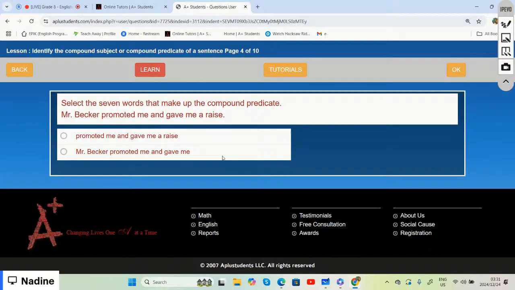All right, the next one says we need to select the seven words that make up our compound predicate. Mr. Baker promoted me and gave me a raise. So we need to choose the compound predicate. Is it option one, promoted me and gave me a raise? Or option two, Mr. Baker promoted me and gave me?